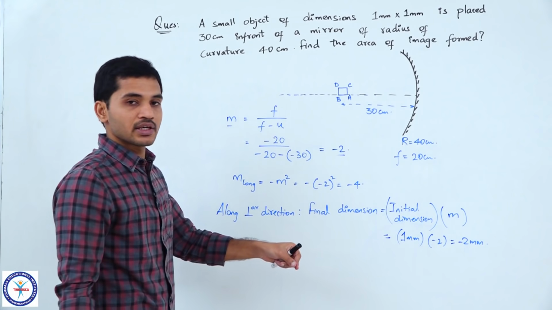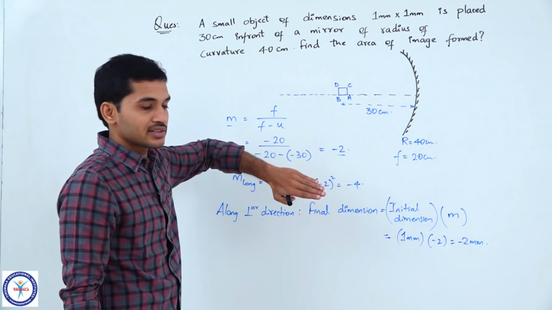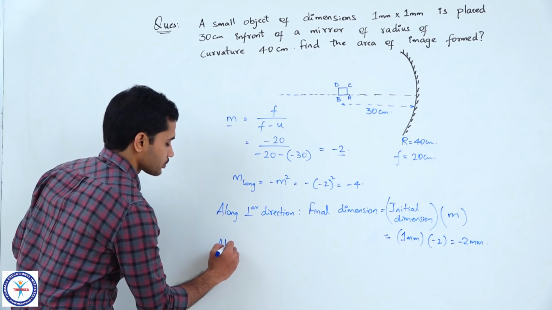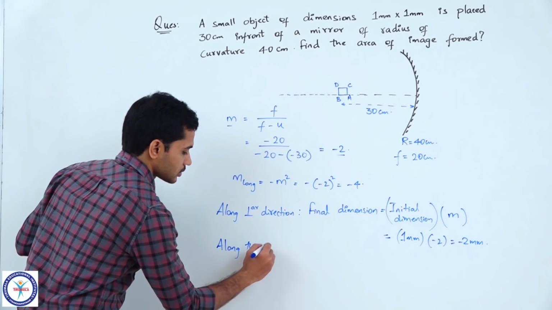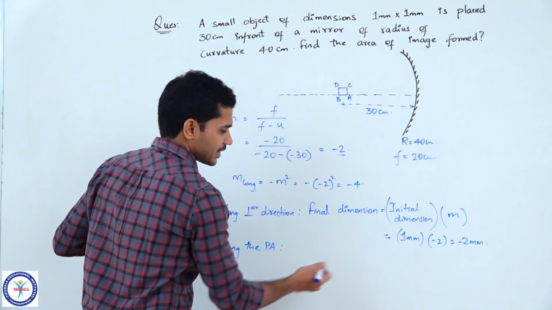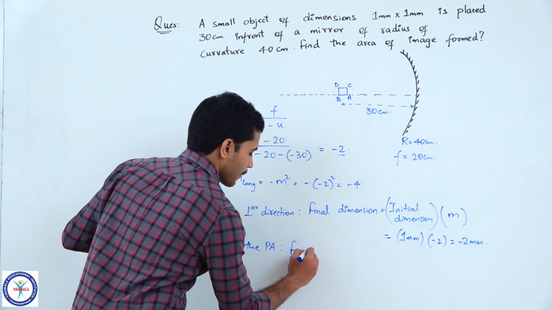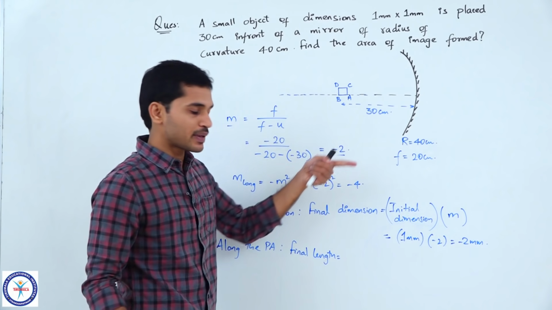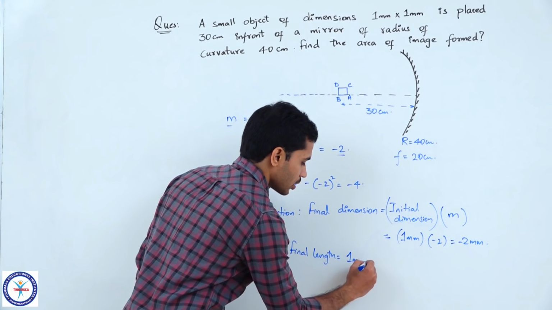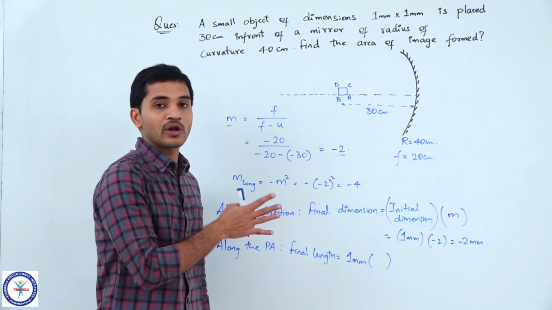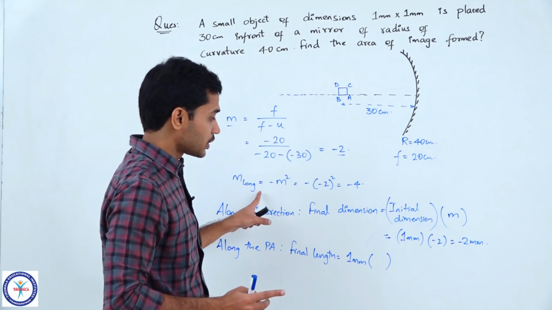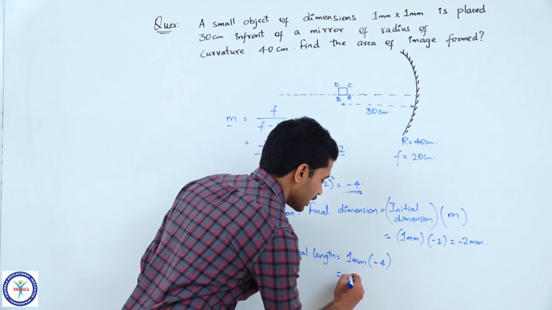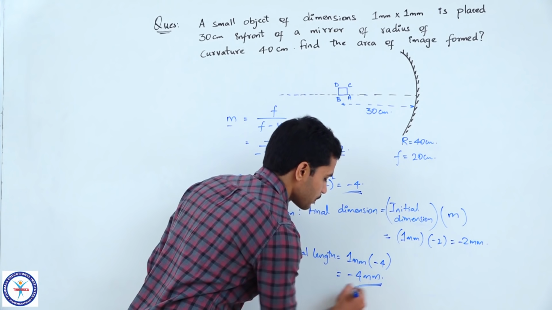Now once again, the minus sign there means inverted image. It is inverted like this, clear? Laterally inverted. Now let us talk about parallel direction, along the principal axis. Once again the idea is the same: final length is equal to initial length along the principal axis, which is also 1 mm, multiplied by the magnification along the principal axis, which is the longitudinal magnification, and we got the value as minus 4. So when I substitute minus 4, I would be getting minus 4 millimeters.